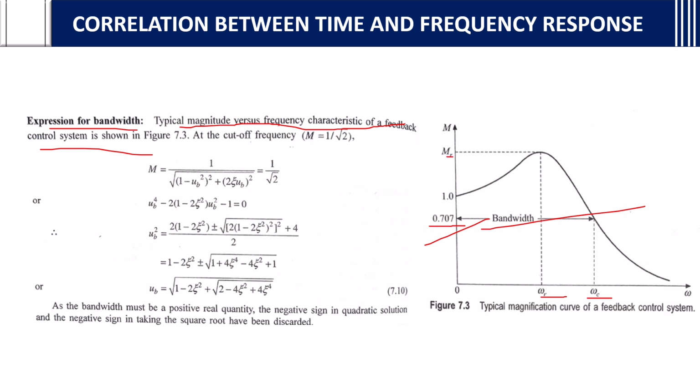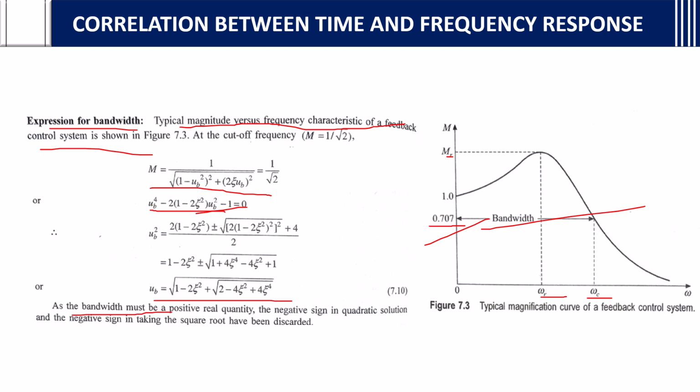Okay. So M is equal to this value. You know this formula which we have derived previously. So 1 by root 2 you will get. If you substitute and check, you will get finally this. Then u_b square will be what? When you simplify, you will get till here.